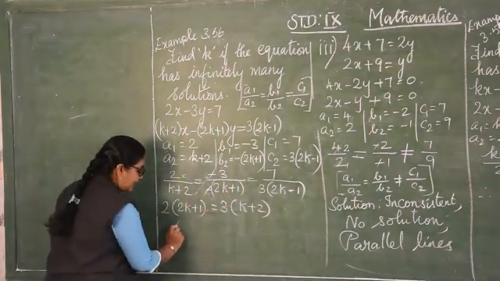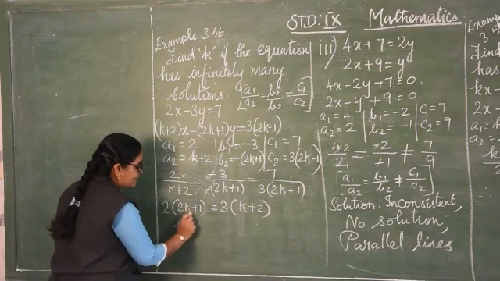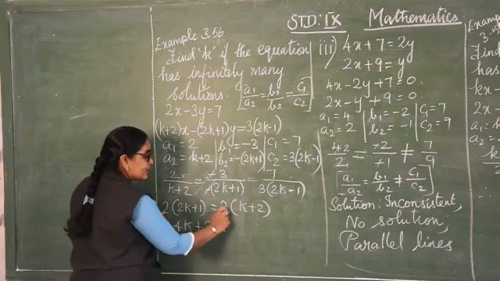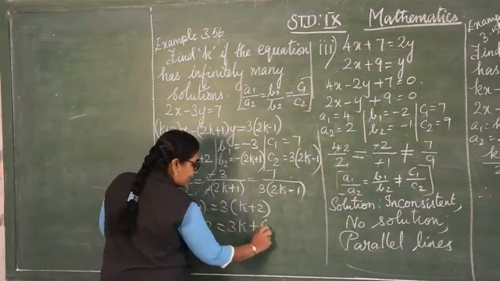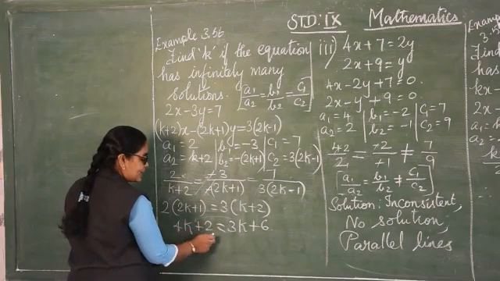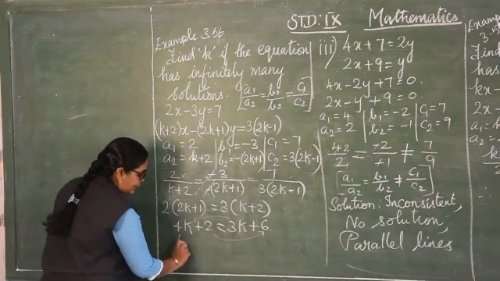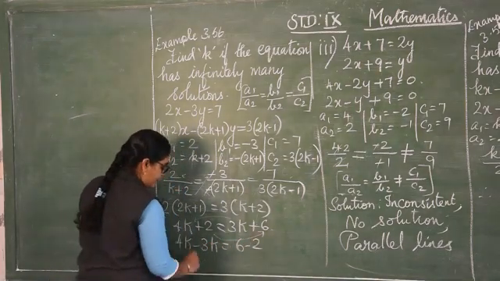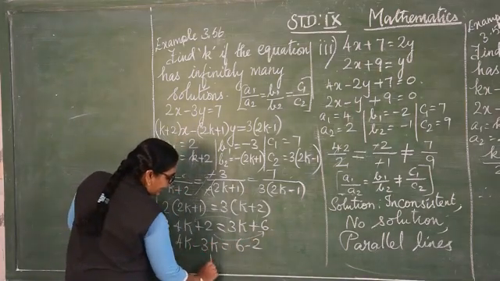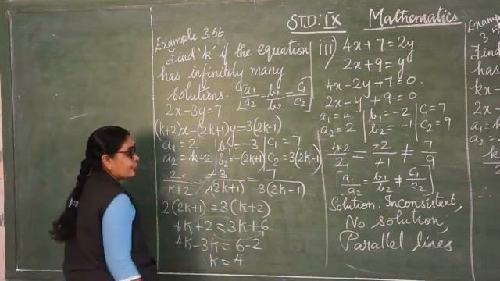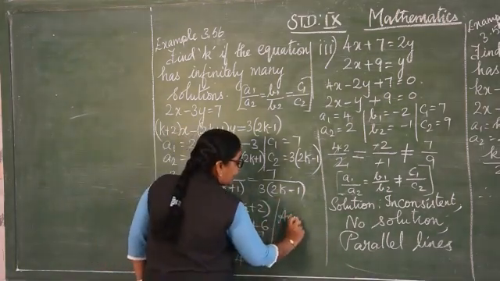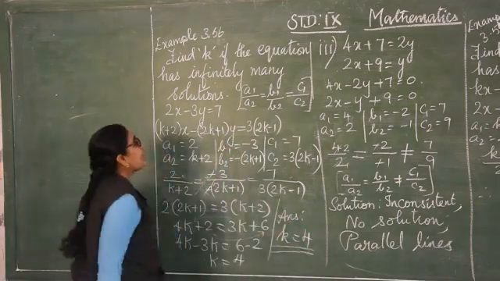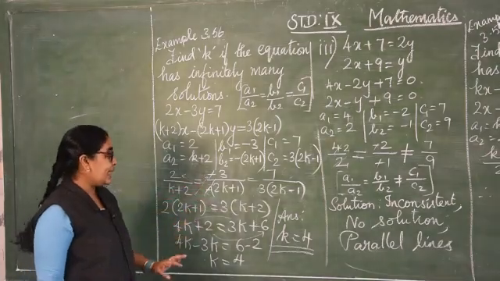Now when you multiply, 2 is multiplied to both the terms. 2 into 2, 4k, 2 into 1, 2. 3 into k plus 2 gives 3k plus 6. Bring all the k to one side, numbers to the other side. So it will become 4k minus 3k is equal to 6 minus 2. 4k minus 3k is 1k, k is equal to 4. So your answer, the value of k is equal to 4. Like this we can find the value of k.